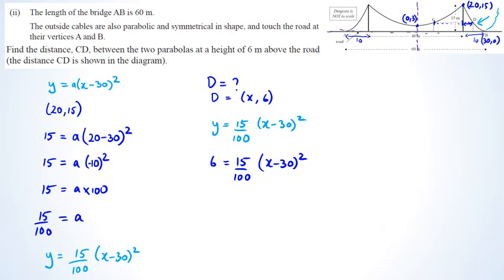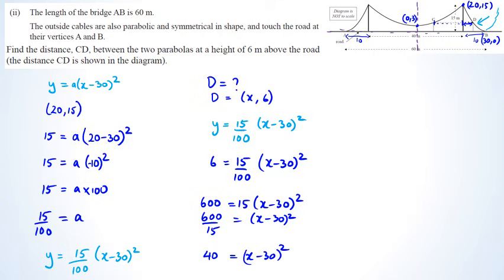Rearranging this, I'm going to get 600. So 6 times 100 equals 15 times (x minus 30) squared. And then 600 divided by 15 equals (x minus 30) squared, which gives me 40 equals (x minus 30) squared. Keep going, guys. Taking square root on both sides, x minus 30 is equal to plus or minus the square root of 40. Remember that there are actually two values for the square root of 40. So x is equal to 30 plus or minus 6.32.